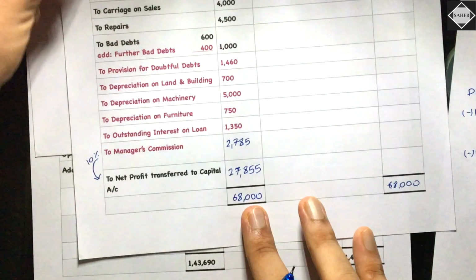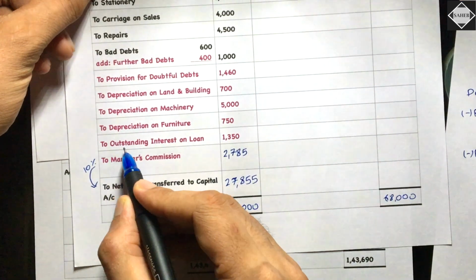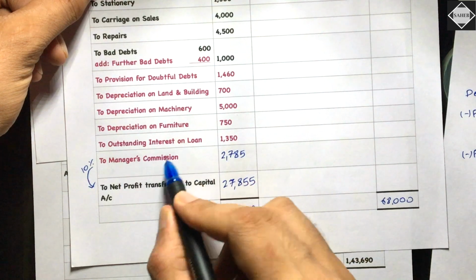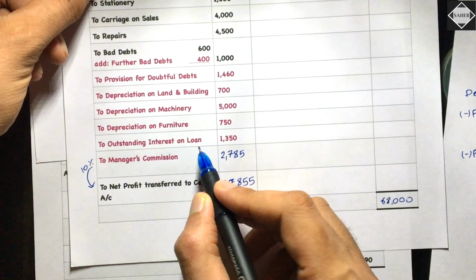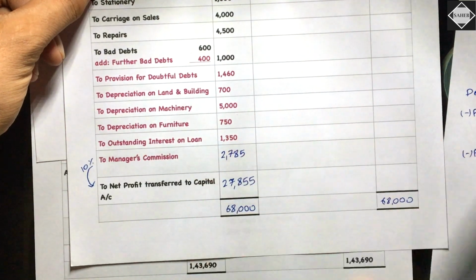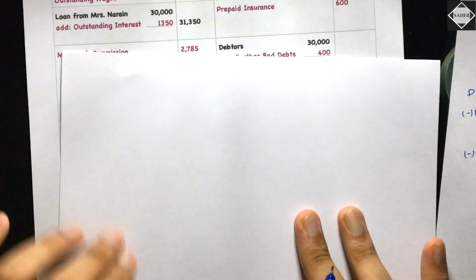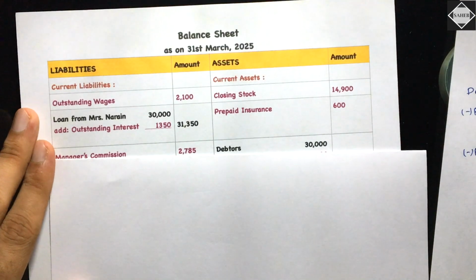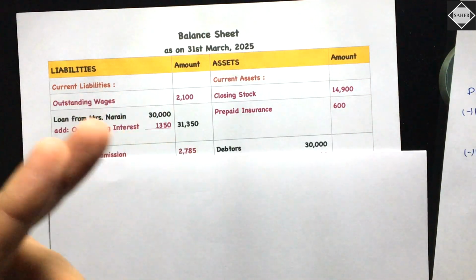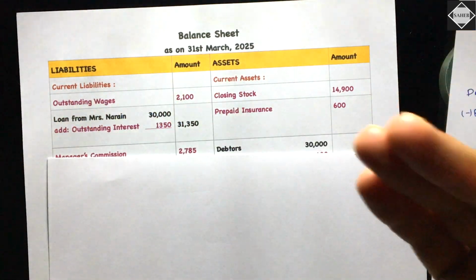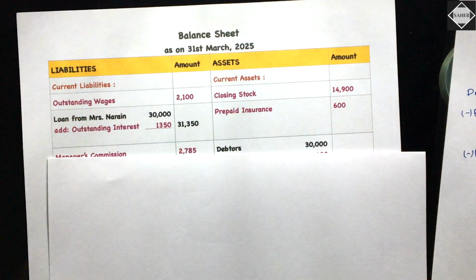Yeah, come back to P&L. If you see the P&L, you will get to know what all adjustment you have. See, outstanding interest on loan we have. How much? 1350. Outstanding interest on loan means what? We have to pay interest in the next accounting period. It is outstanding. It is a current liability, like outstanding wages only. But what do? I've told you, we combine it with the loan only. Whenever we have interest and then related asset or liability we have, we join them always.